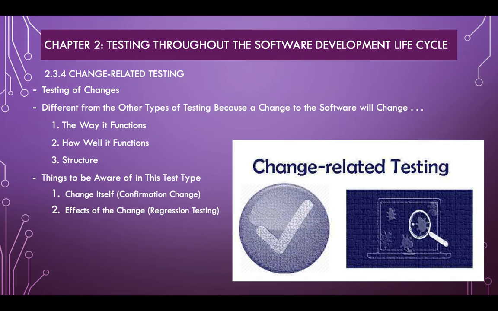Change-related testing. Testing of changes. It's different from other types of testing because a change in the software will change the way it functions, how well it functions, and the structure. Things to be aware of in this test type are the change itself, the confirmation testing, and then the effects of the change, regression testing.